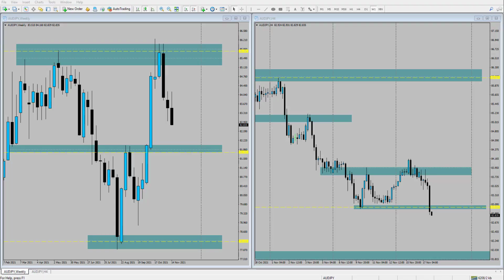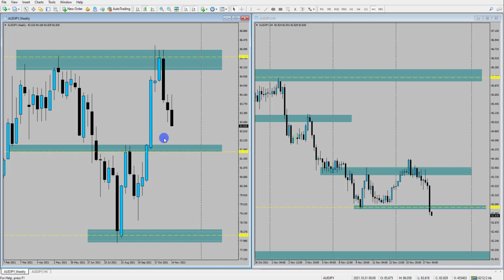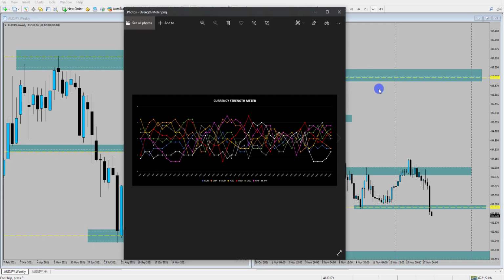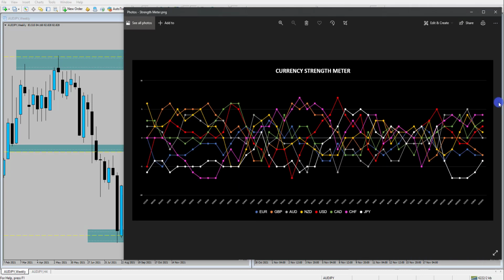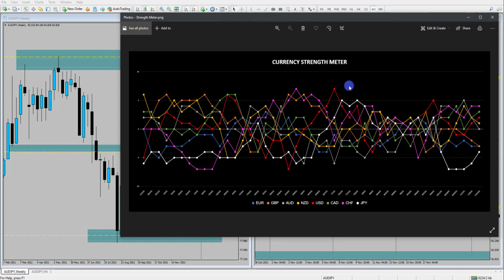In this video, we're going to take a look at Aussie yen as we could be seeing a move to the downside that we've spoken about recently or previously on our videos. First of all, I just want to start off with the strength meter. I want to look at the strength and weakness of the currencies at the moment and why in particular Aussie yen is of interest for some downside.